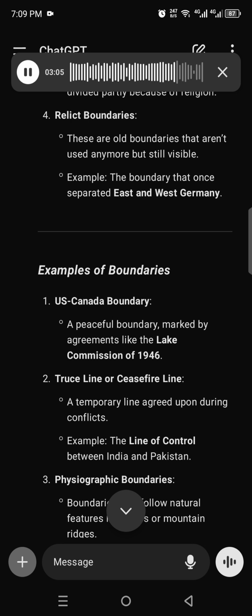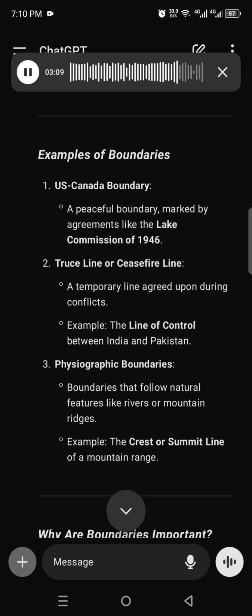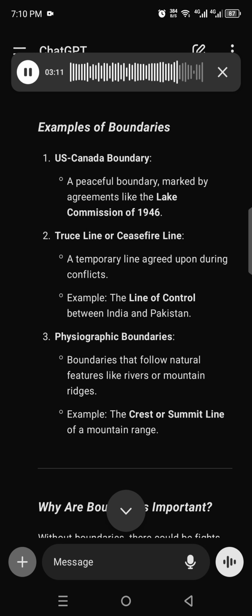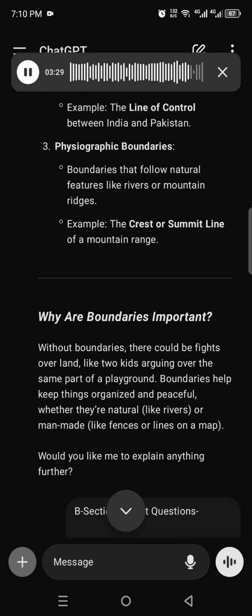Examples of boundaries. 1. U.S.-Canada boundary. A peaceful boundary, marked by agreements like the Lake Commission of 1946. 2. Truce line or ceasefire line, a temporary line agreed upon during conflicts. Example, the line of control between India and Pakistan. 3. Physiographic boundaries. Boundaries that follow natural features like rivers or mountain ridges. Example, the crest or summit line of a mountain range.